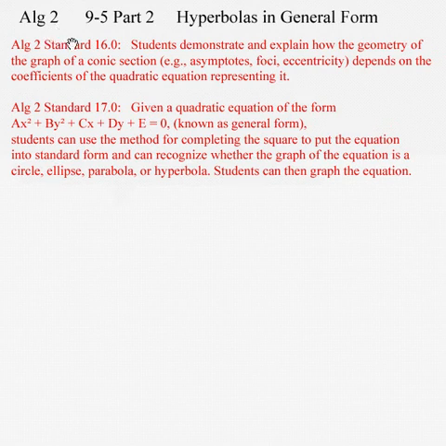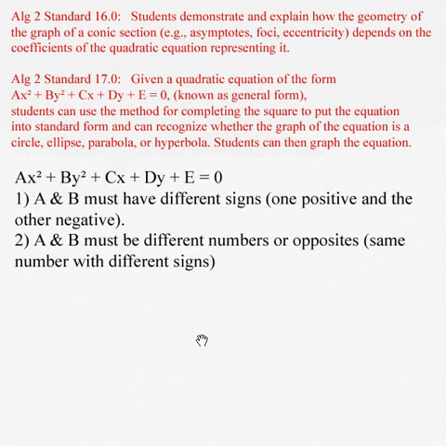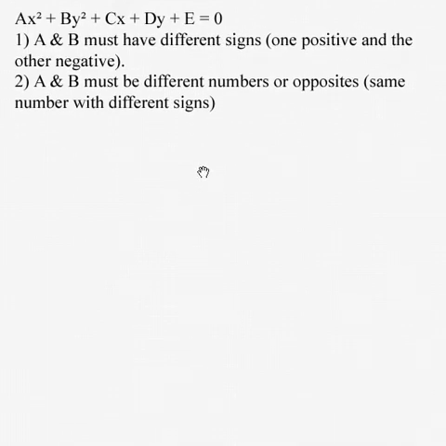We're still continuing State Standards 16 and 17 as we work our way through Chapter 9, Section 5, looking at hyperbolas in general form. And again, you need to recall that all the conic sections in general form start out ax squared plus by squared plus cx plus dy plus e equals 0, which means don't forget to get everything on one side and 0 on the other side.